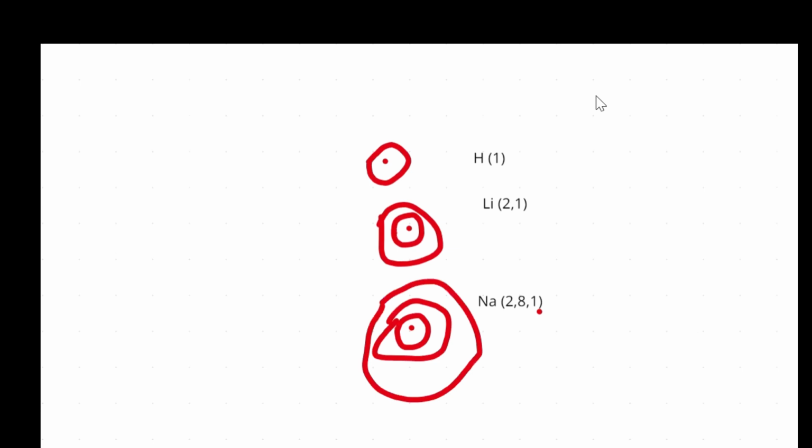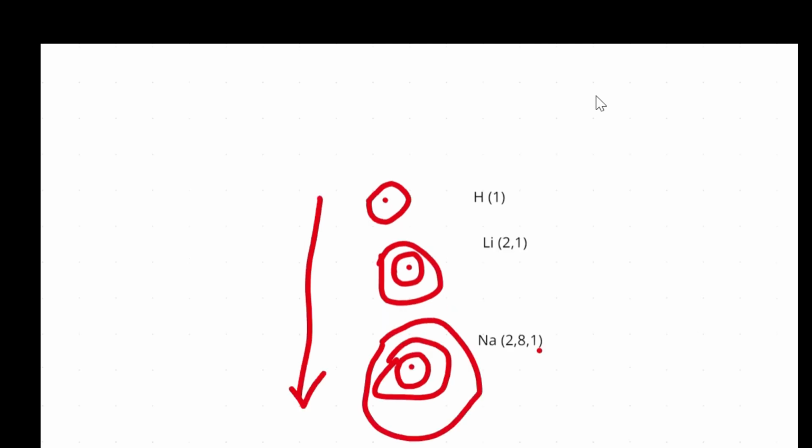As going down in the same group, the number of shells will increase, which means a larger radius. So the radius within the same group will increase as going down the group. Why? Because the number of shells is increasing.